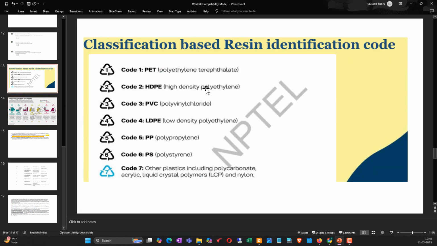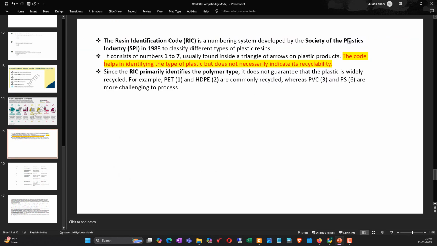So it's just the classification. Each plastic type has been classified by the Society of the Plastic Industry (SPI), who numbered the system, and this RIC primarily identifies the type of plastic. It does not guarantee that the plastic is widely recycled. For example, PET is given 1 and HDPE is given 2 and they are commonly recycled, whereas PVC 3 and polystyrene 6 are more challenging to process, right?